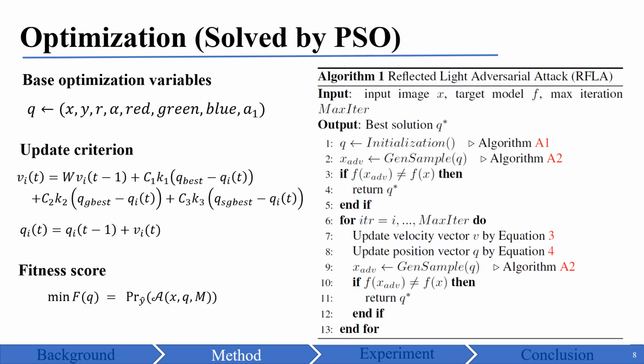As we can see, the problem of generating a line involves 8 optimization variables, and we adopt the particle swarm optimization (PSO) algorithm to find the optimal variables. We adopt the following update criterion, where the first term is the history velocity, the second term involves the individual best solution, the third term is the global best solution, and the last term is the devised best circle solution among individuals. We adopt the following fitness score to evaluate the performance of each individual. The right section of the slide describes our algorithm.